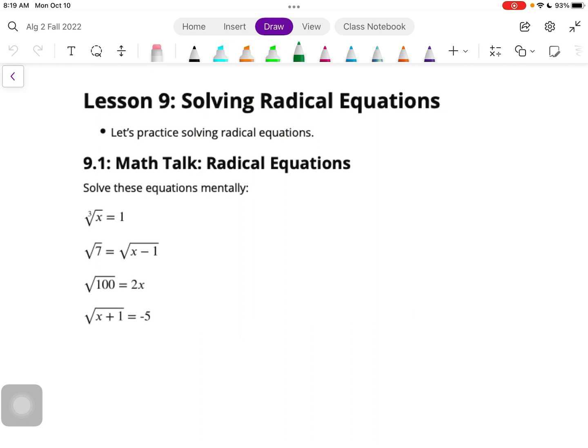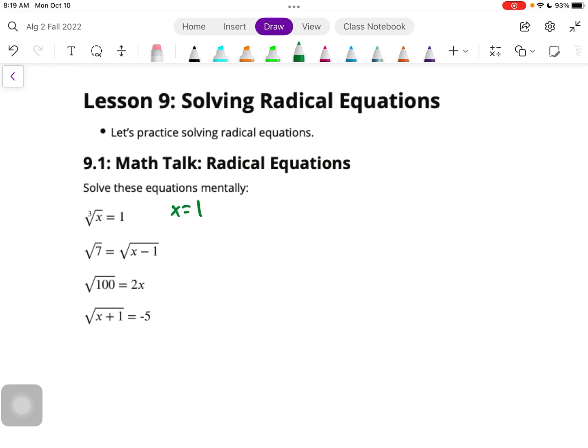Solve these equations mentally. So if I have the cube root of x equals 1, well, I know that if I'm going to cube a number and get 1, that number has to be positive 1. I can't have a negative 1 because negative 1 times negative 1 times negative 1 is negative. So x has to be 1.